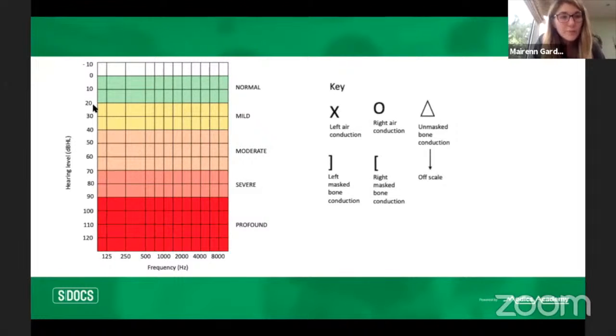Hearing should be between 0 to 20 decibels. And if it's within this range, it's normal. It then progresses and gets worse and worse as you go down. So 20 to 40 will be mild hearing loss, 40 to 70 is moderate, 70 to 90 is severe, and over 90 is profound. Someone with normal hearing in their history should be able to understand speech in most normal environments, and no amplification is needed.